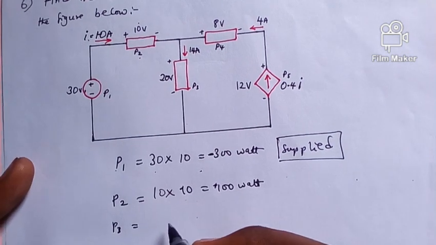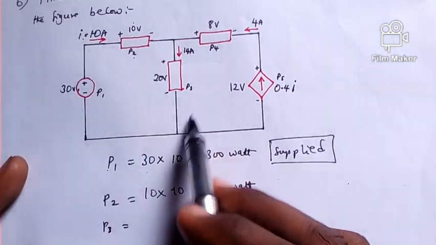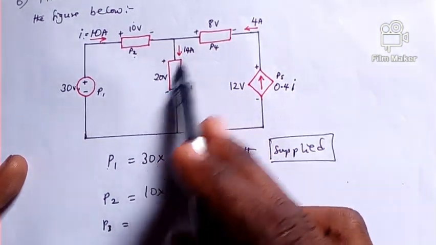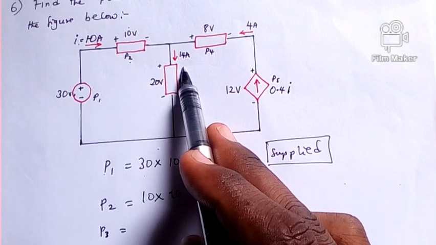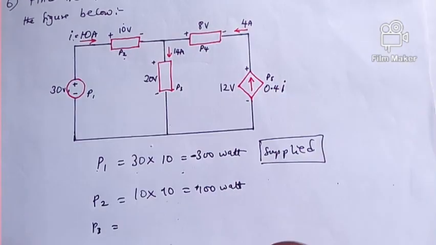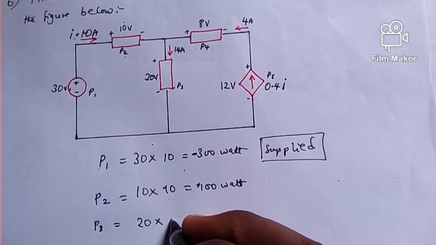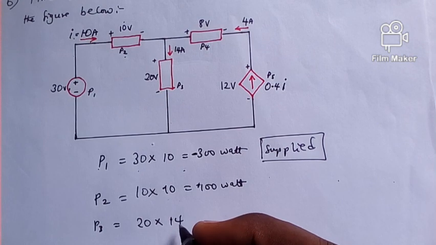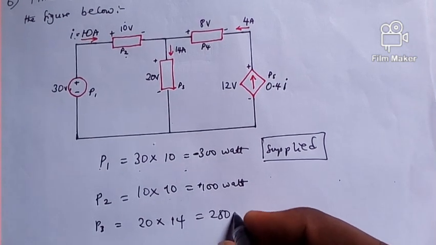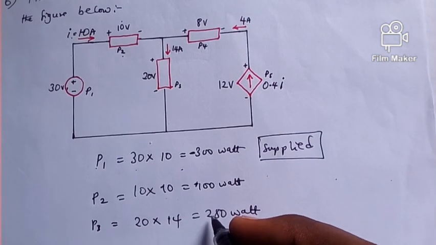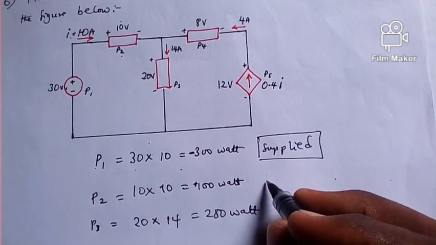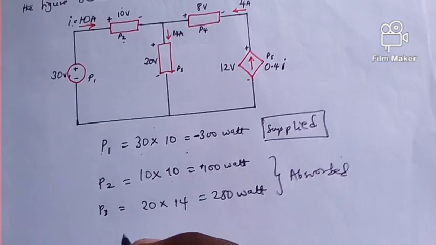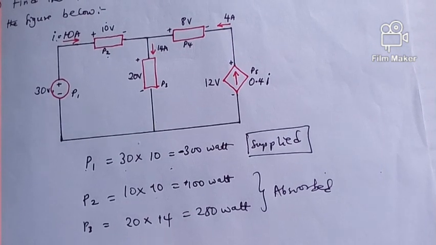Power 3. So how do we figure that out? Power 3 has how many volts? 20 volts, and the current is what? 14 amperes. So when we quickly punch that out, you will see that we have 20 volts times 14, and that is 280 watts. And is it absorbed or supplied? It's also absorbed. So they are absorbed.